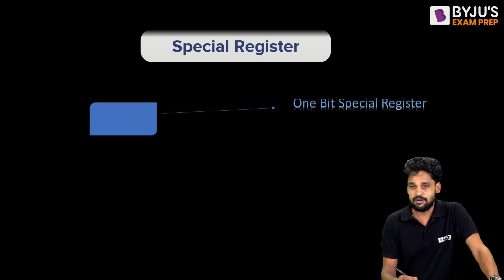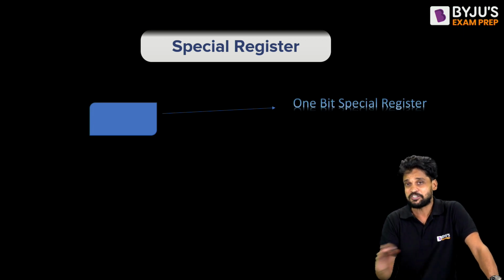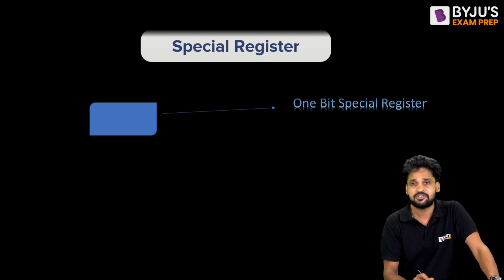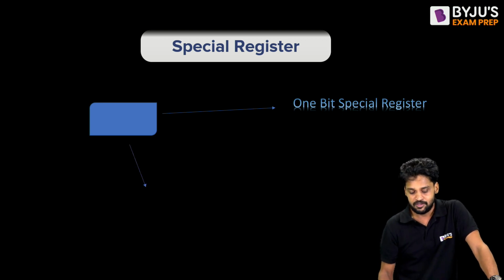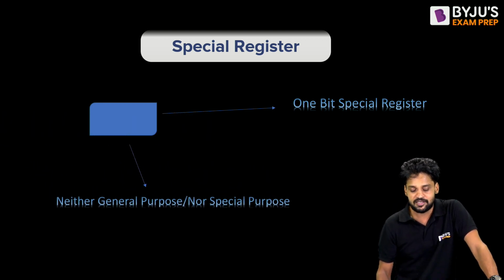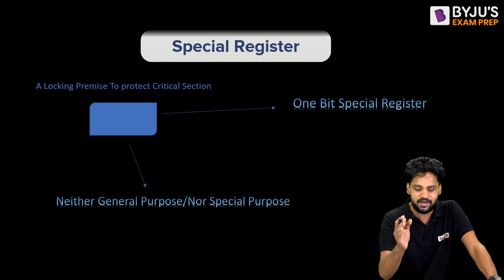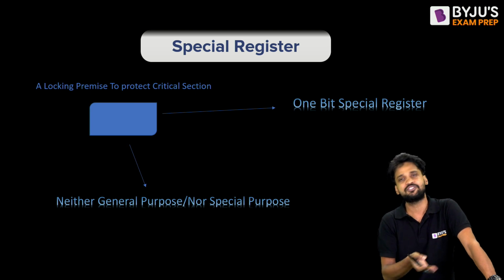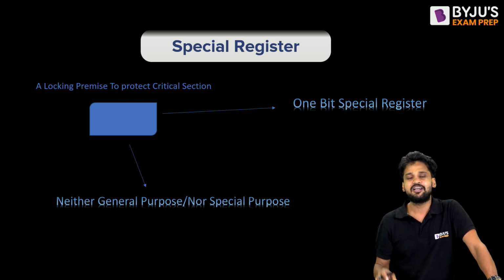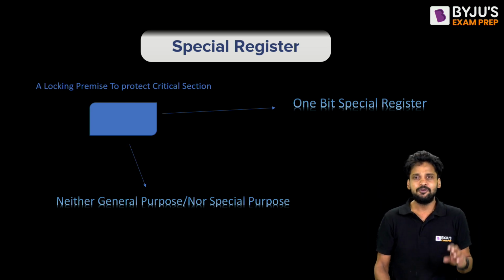This is a 1-bit special register. The size of the register is just 1 bit. And it is neither a general purpose register nor a special purpose register. A locking premise to protect the critical section. That's it.